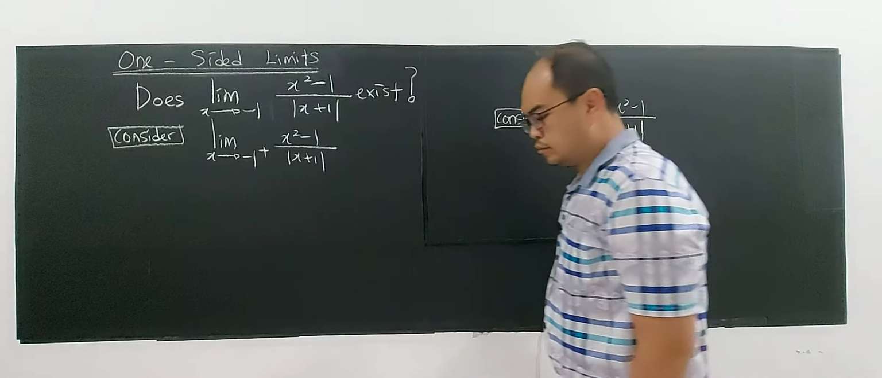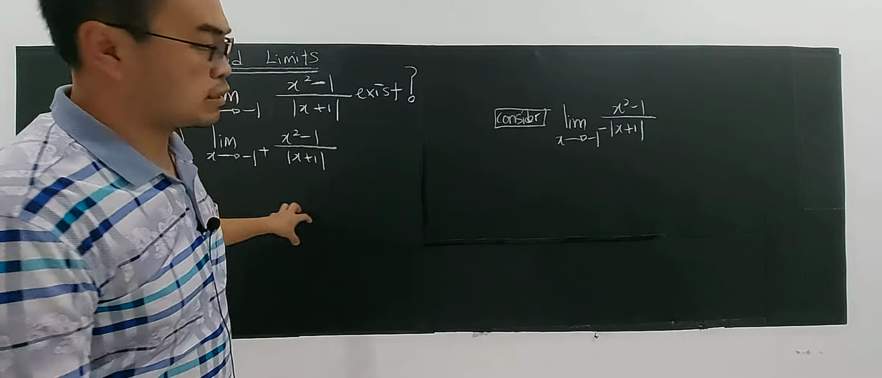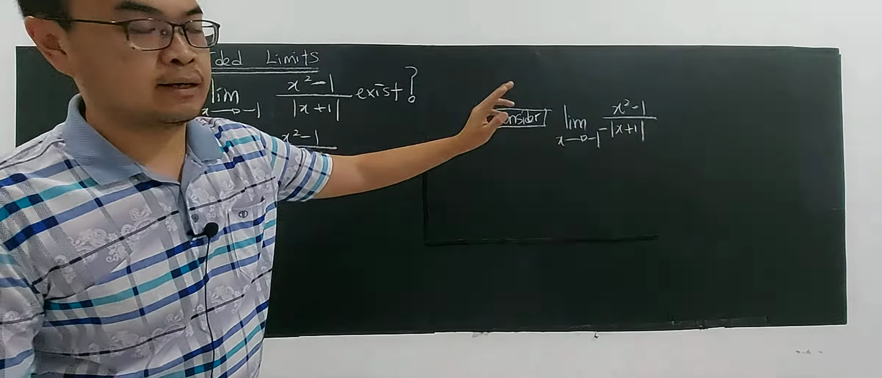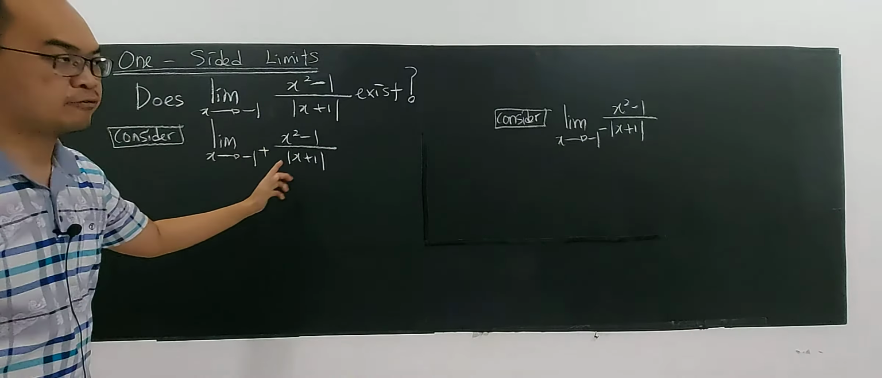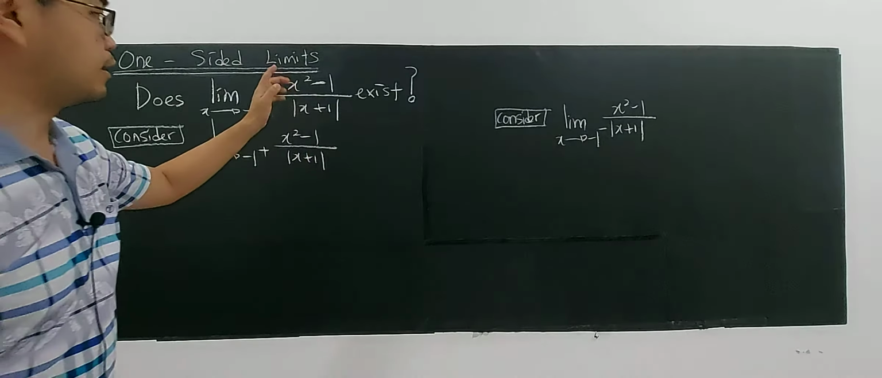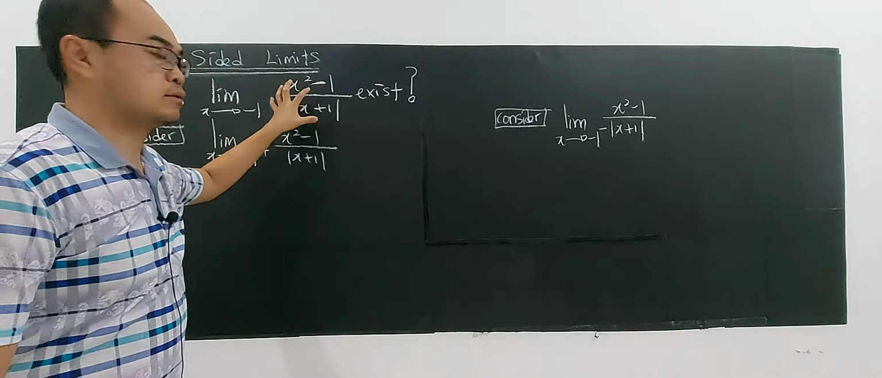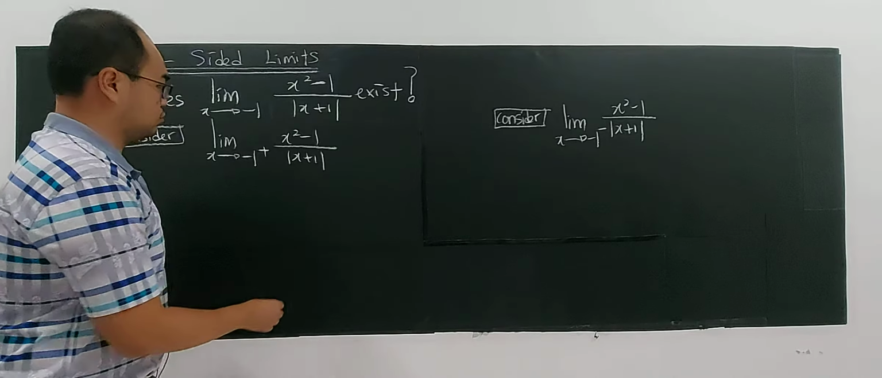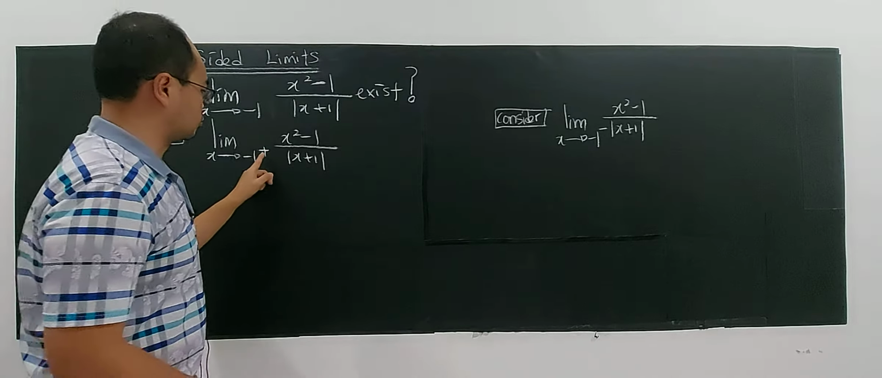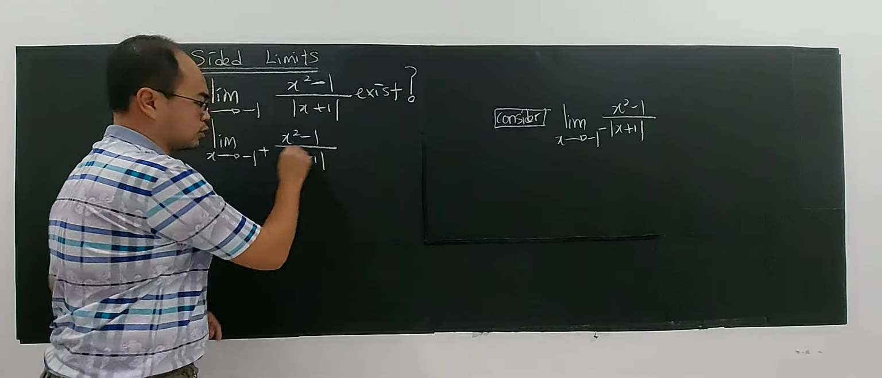Very simple. If these two values, after you evaluate the left hand limit and the right hand limit, have the same value, then the limit exists. There is a value that represents it. So now, let's move on to the very basic concept of modulus.